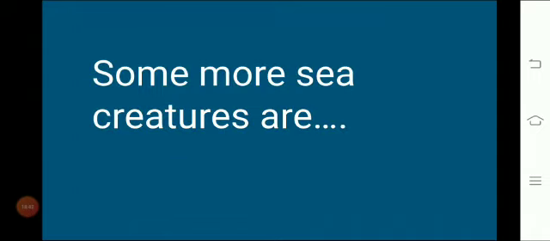Now, my dear students, Allah has made many and lots of sea creatures in the sea. There is a whole different world in the sea. We know about some sea creatures, but there are lots of others. Some of them are shown in the next picture. What are sea creatures? The creatures that live in the sea.